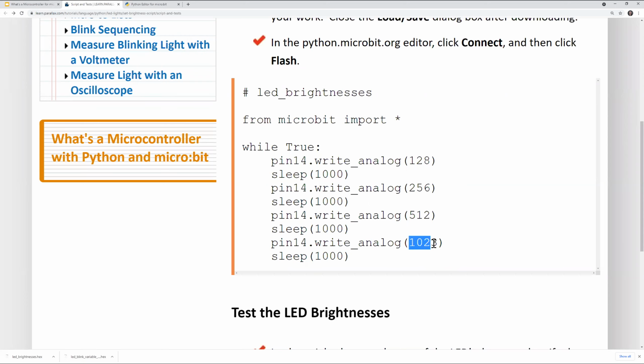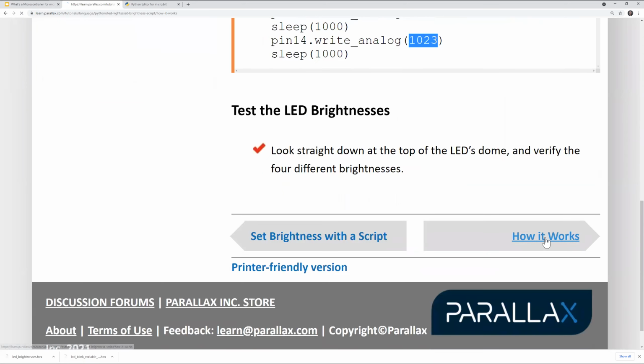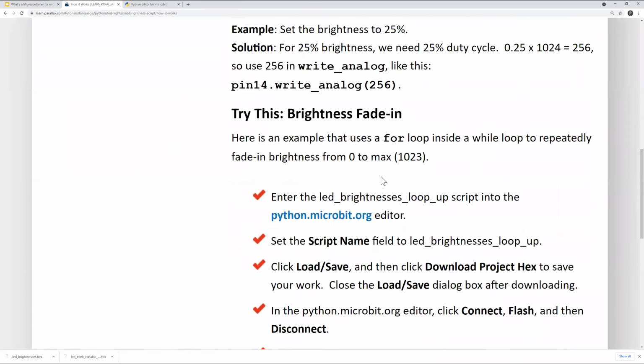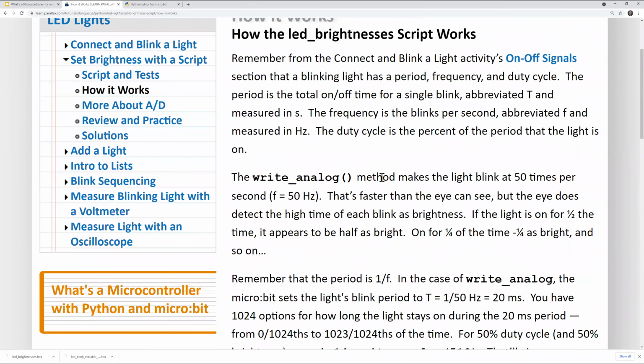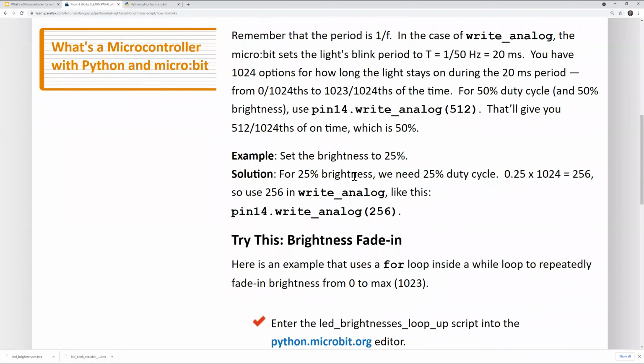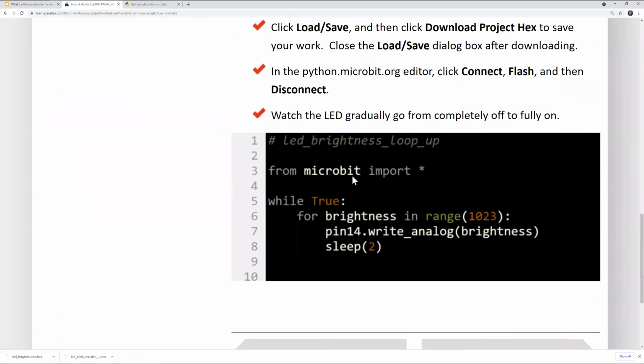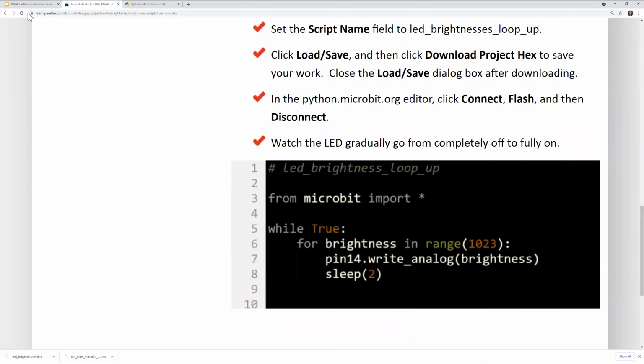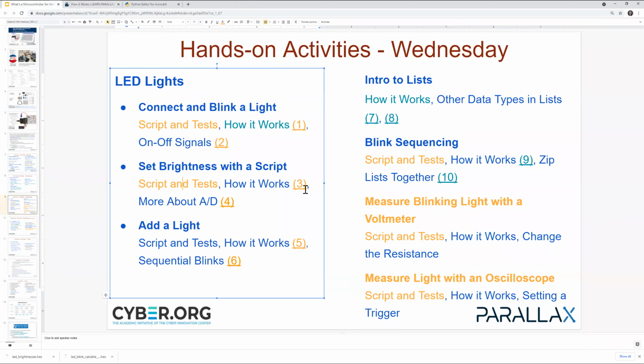Okay, all right. So, moving on to how it works. Here, how it works is explaining how the thing works, and then there's a try this. Again, that's where the students get to put their hands on the keyboard. This one's kind of fun. I'll go ahead and text you this one. So that is analog: set brightness, how it works.